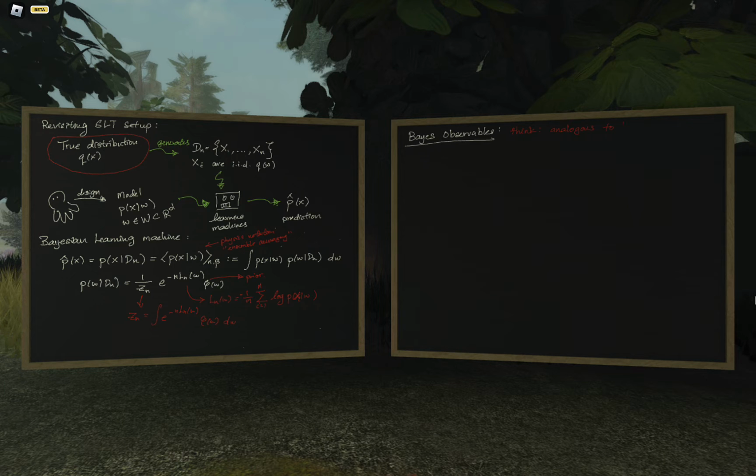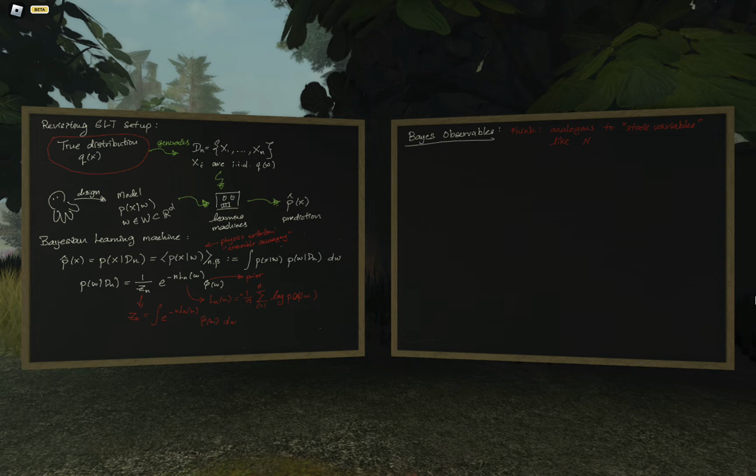Can I ask you a question? Yes, please. In the previous slide, this Bayesian learning machine is p hat. So to get this p hat, the input you have is this model p(x | w), as well as this dataset D_n. The dataset is used to construct the empirical log loss function, right? Okay, so the dataset gives you this L_n(w). And then you integrate. Yes, you go ahead.